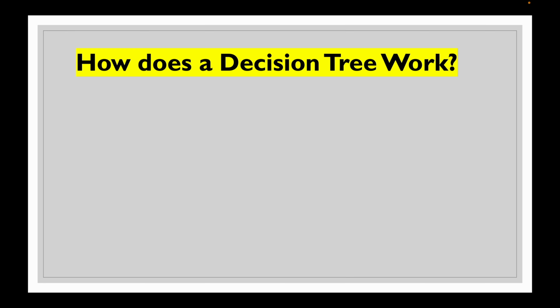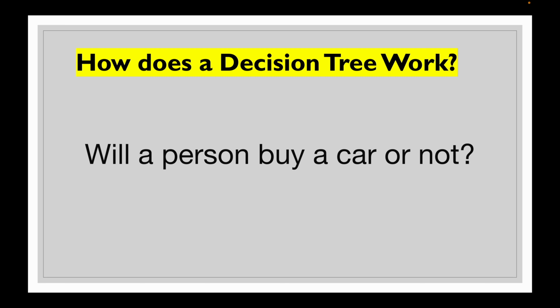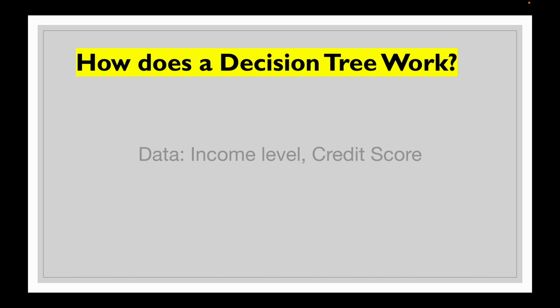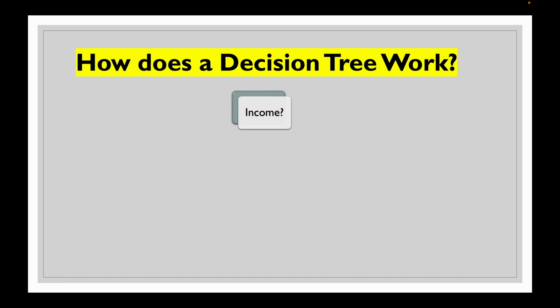How does a decision tree work? The first step is to define the problem. For example, we want to predict will a person buy a car or not. We have data such as income level and credit score. Let's start with the root node. At first, the algorithm looks at all the features and decides which one to split. Suppose the best feature is income level, then root node equals income level.